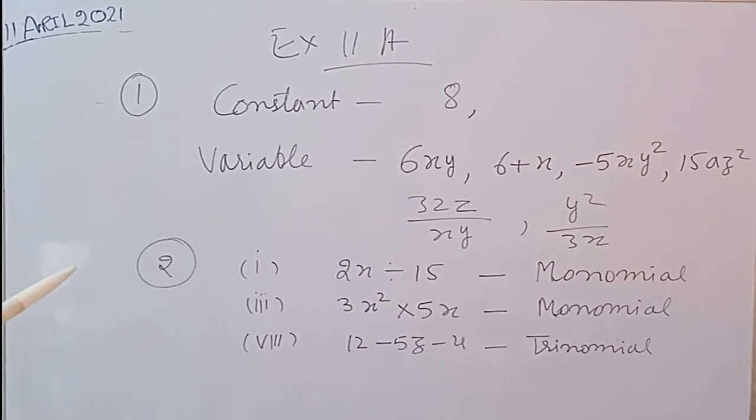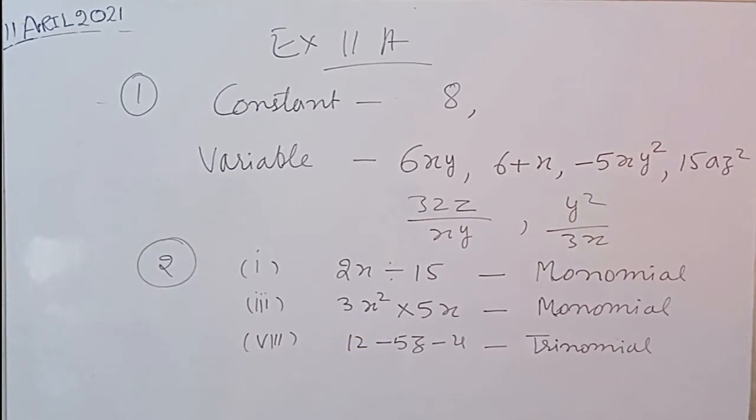Here we have the division sign, so that means 2x upon 15 will become one term. So that is the monomial. Similarly, 3x square is having the multiply, so whenever we multiply, that will become a single term. 3x square, 3 fives are 15, x cube becomes a single term, that is also a monomial.